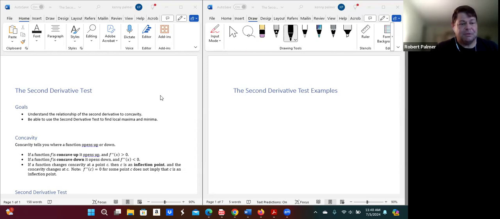So today we want to talk about the second derivative test, another way to find local maximum and minimum values. Our goal is to understand the relationship between the second derivative and concavity. We'll introduce what that means, and then we'll also use the second derivative test to find local maximum and minimum values.